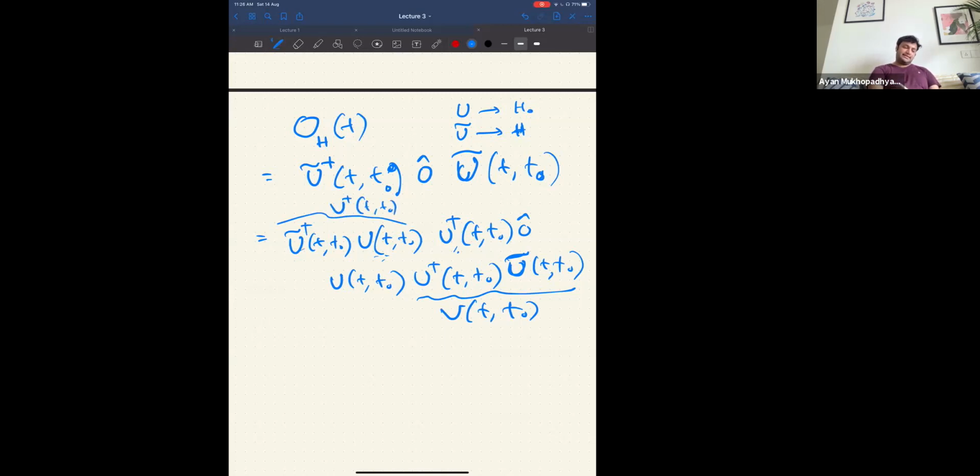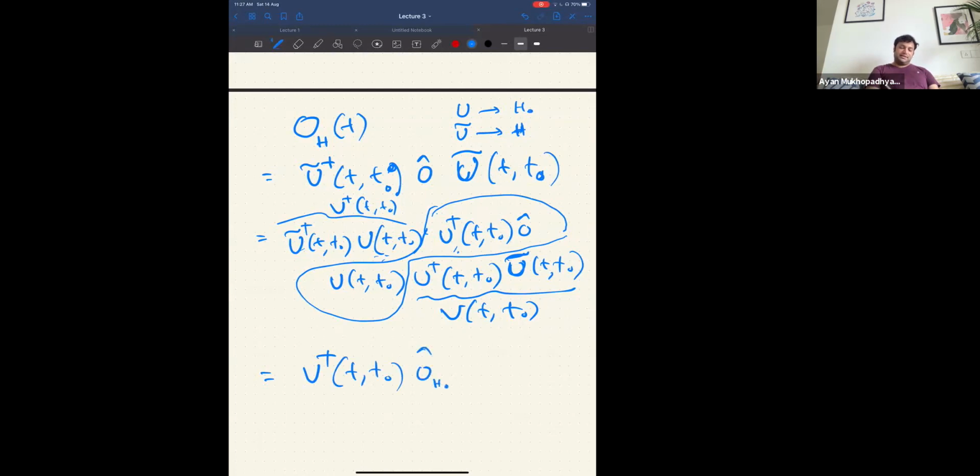And the rest, which is here, is O hat in the Heisenberg picture with respect to H naught. So this is equal to V dagger T T naught times O in the Heisenberg picture with respect to H naught times V T T naught.